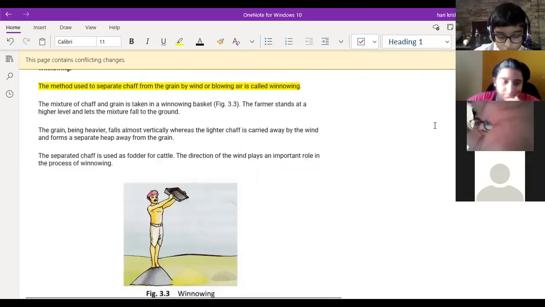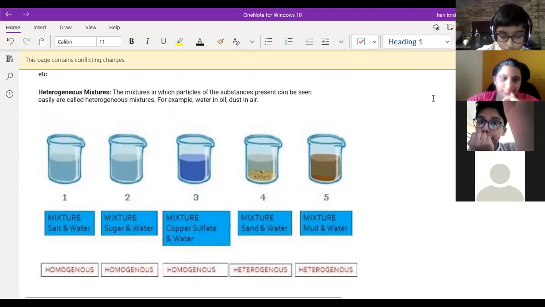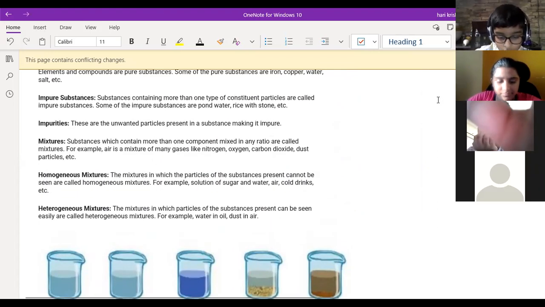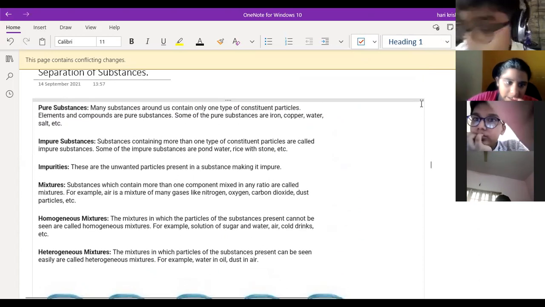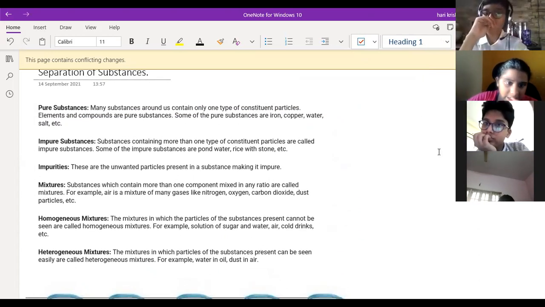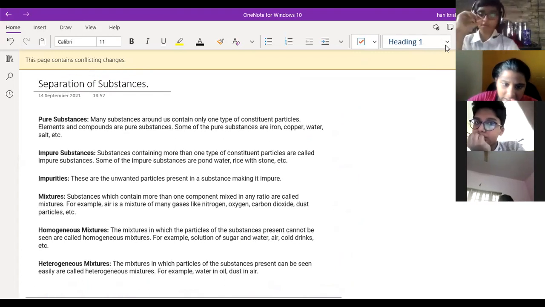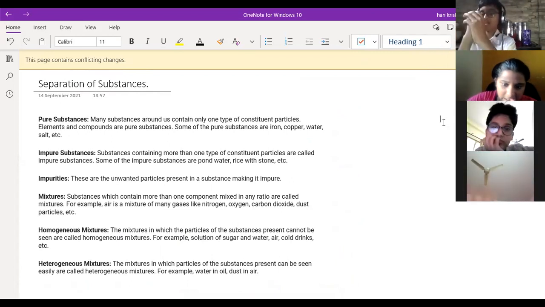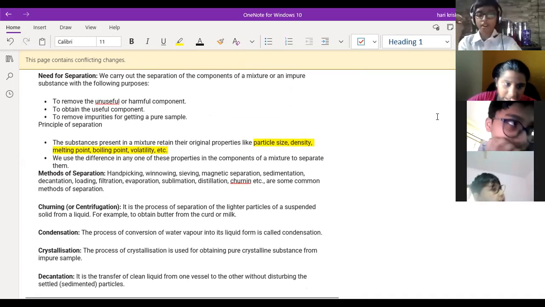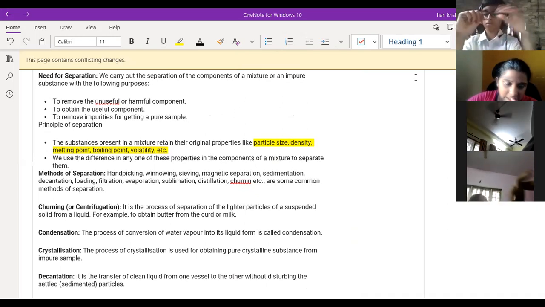Yes, sir. Any doubts? And those who didn't complete the homework of homogeneous and heterogeneous also can complete. Okay. Sir, I did the homework, but I got only some examples. You just try to finish that homework also. Heterogeneous, I have 10 examples. Okay. Any doubts in today's class? No, sir.